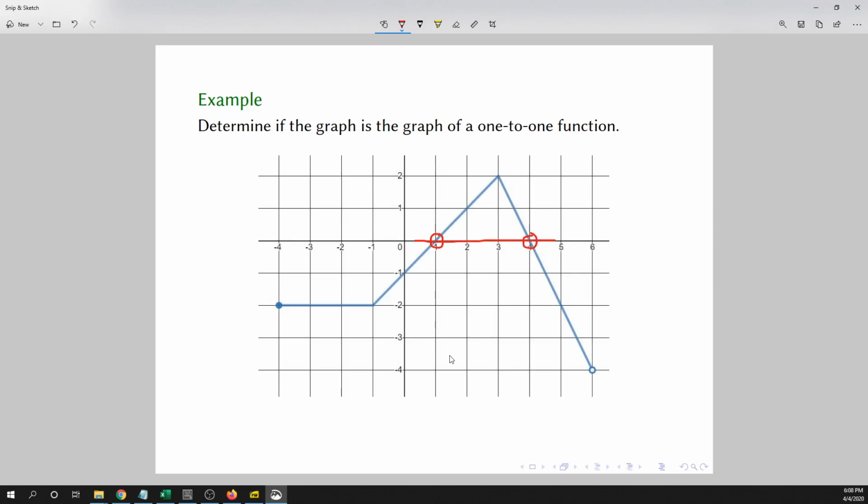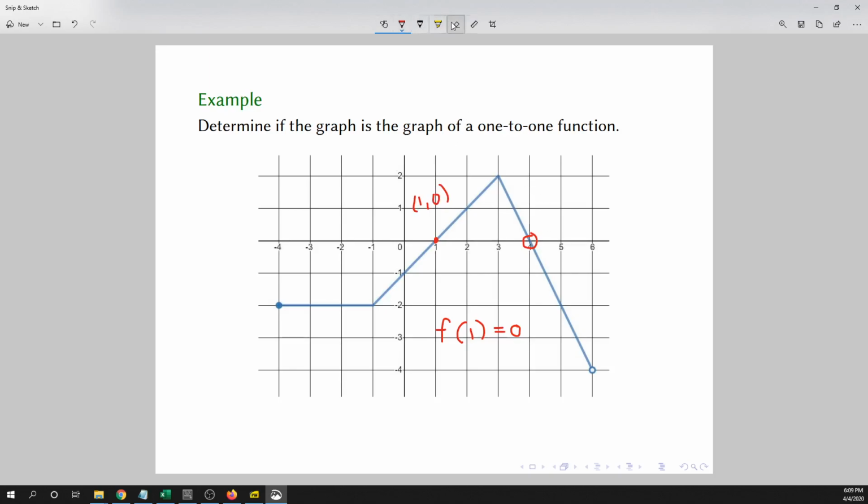So if this graph were f, what that would mean is that f of 1 is 0. If I had the formula for this and I plugged in 1, I would get 0. Why do I know that? Well, because I know this point is on the graph. So it has an x coordinate of 1 and a y coordinate of 0. So if I plugged a 1 in, I would get 0.